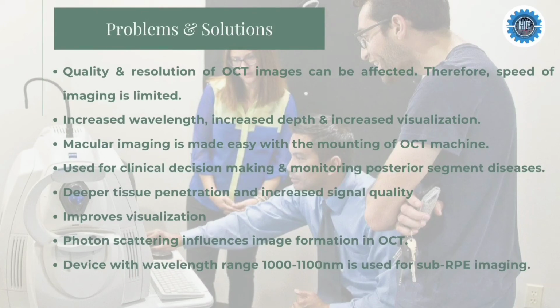It has deeper tissue penetration and increased signal quality. This also improves the visualization of the choroid and other parts of the human eye. Photon scattering influences image formation in OCT. Devices with a wavelength range of 1000 to 1100 nanometers are used for sub-RPE imaging.